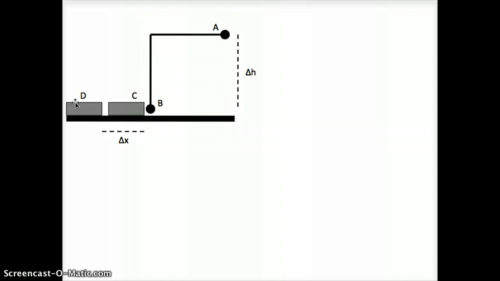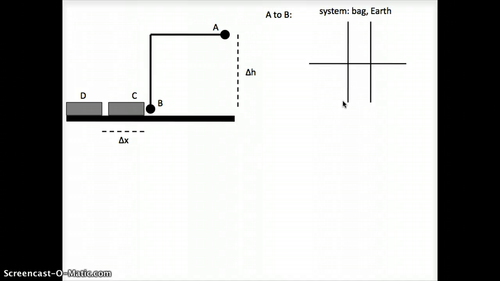So for example, for analyzing the transition from A to B, we want to use the fact that energy is conserved, from energy stored in gravitational form in this moment to energy stored in kinetic form at this moment. Again, this is before the collision with the tissue box, so we're not going to worry about energy dissipating in that collision, but we are going to draw a bar chart where we define our system to include the bag and the earth so that we can use the conservation of energy.